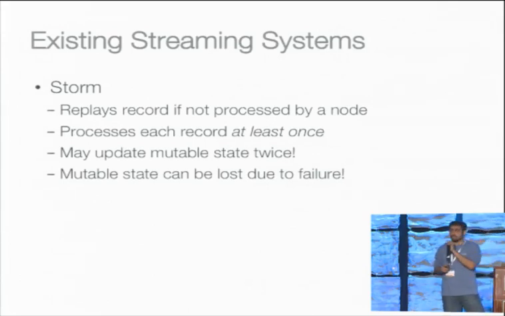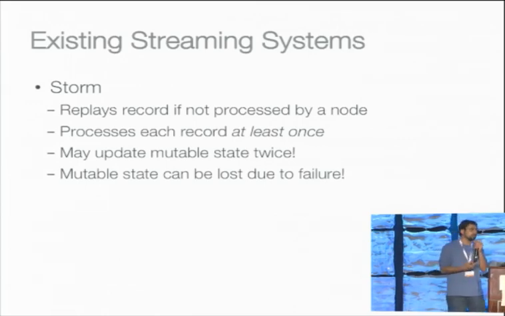Now, just to give you an example of how other systems deal with this, for example, you might have heard of this popular system called Storm. The guarantee that Storm gives is that it will process every record at least once. So it is not exactly once. So what may happen is that if you're counting your records, you might easily get double counted. And in practice, it actually happens so. And again, if you are maintaining any arbitrary mutable state, your node dies, your state is gone. And so real systems actually have these problems.